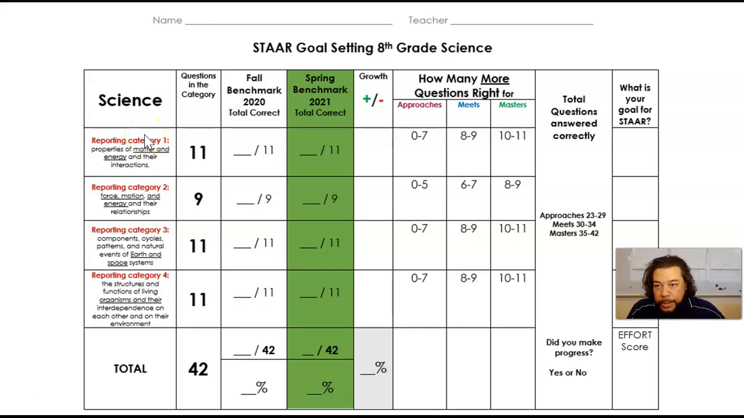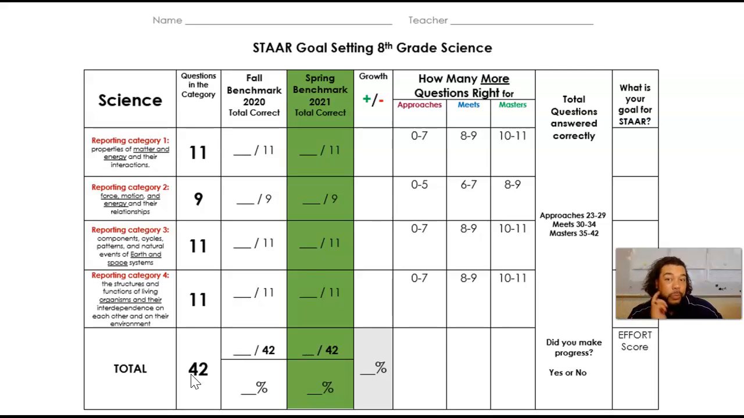In 8th grade science, there are 4 reporting categories that we'll cover. Reporting category 1 is matter and energy, 2 is force and motion, 3 is earth and space, and 4 is organisms and their environment. Each reporting category has a set number of questions based on the blueprint created by TEA for the STAAR assessment. Reporting category 1 has 11 questions, category 2 has 9, category 3 has 11, and category 4 has 11, for a total of 42 questions.